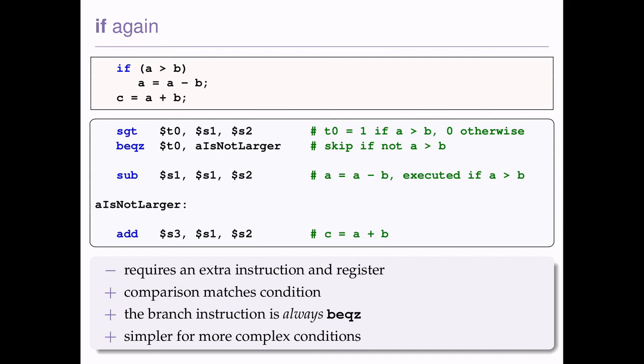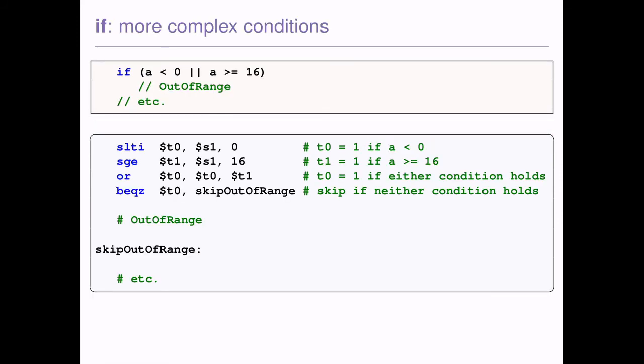So depending on the situation, you might want to use this, you might not. Now let's have a look at some more complex conditions. So here we have if A is less than 0 or A is greater than or equal to 16, we do the out of range, and then we move on. So how would we mimic this using MIPS?